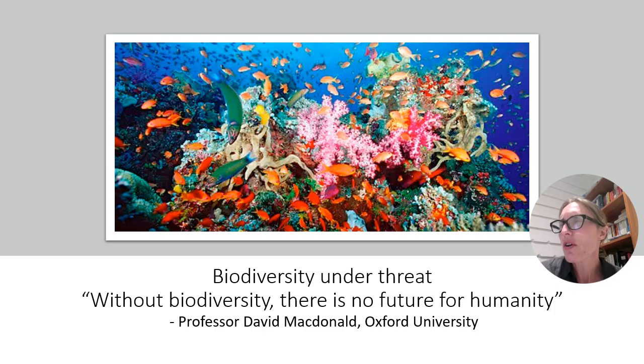Let's now turn to the third element. We've dealt with climate change, we've dealt with one example at least of environmental degradation and pollution, and now we're dealing with biodiversity under threat. As Professor David MacDonald has put it, without biodiversity, there's no future for human life. Why?